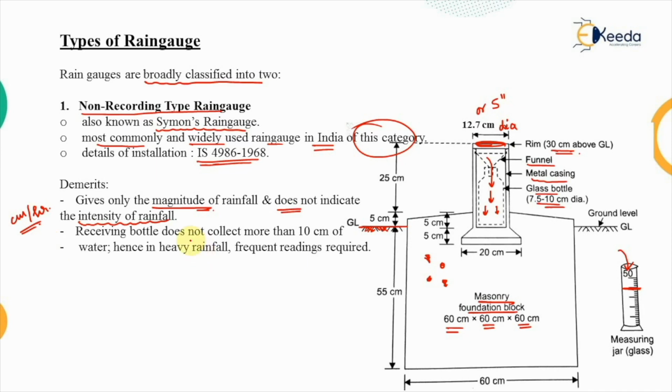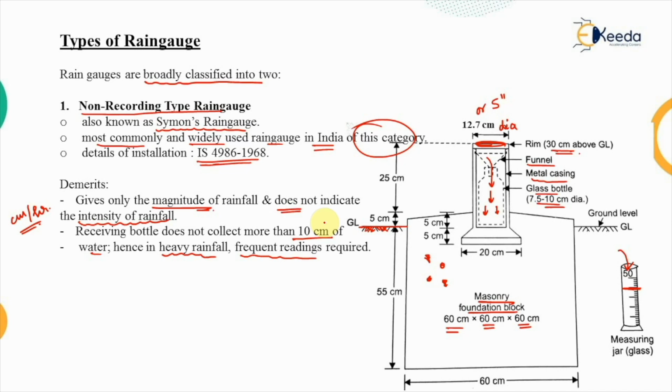Second drawback is that this receiving bottle that we are having, it does not collect more than 10 centimeter of the water. Now if there is a heavy rainfall, then it will be getting filled up very quickly. Therefore this needs to be emptied frequently, and therefore frequent readings are to be taken. That's why this method is not used in case of the heavy rainfall.